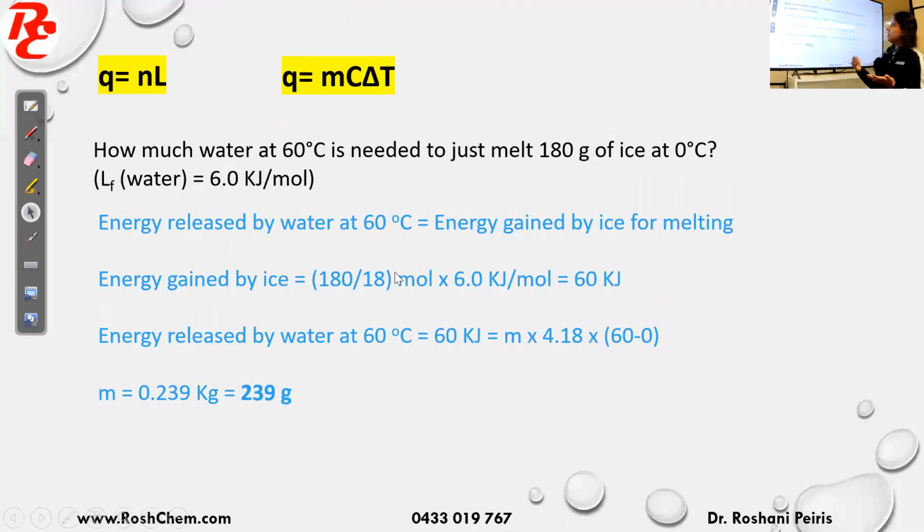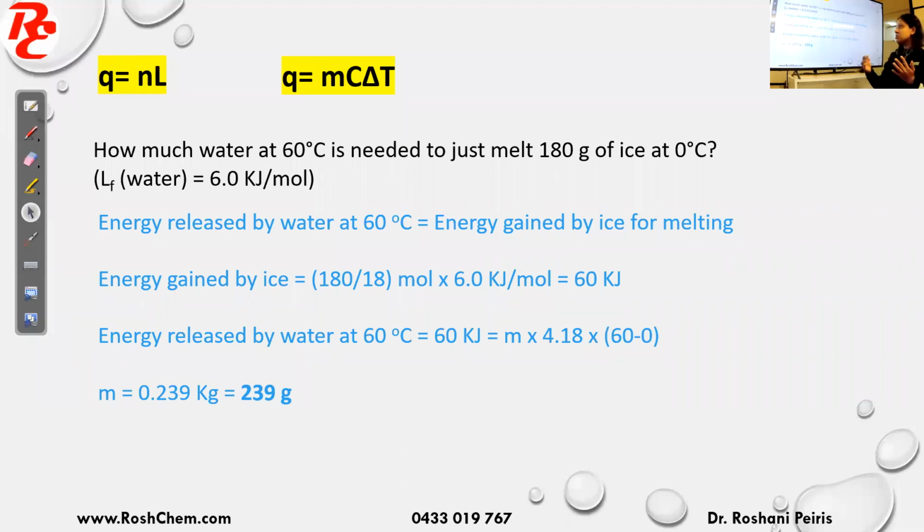Okay, now we'll look at another question which involves both the equations, Q equals nL and also Q equals mc delta T. So how much water at 60 degrees is needed to just melt 180 grams of ice at 0 degrees? So what happens here, you have hot water which is at 60 degrees and you put it into ice at 0 degrees. So what will happen when you put hot water into ice? The ice will melt. So it's asking how much water was needed for that.